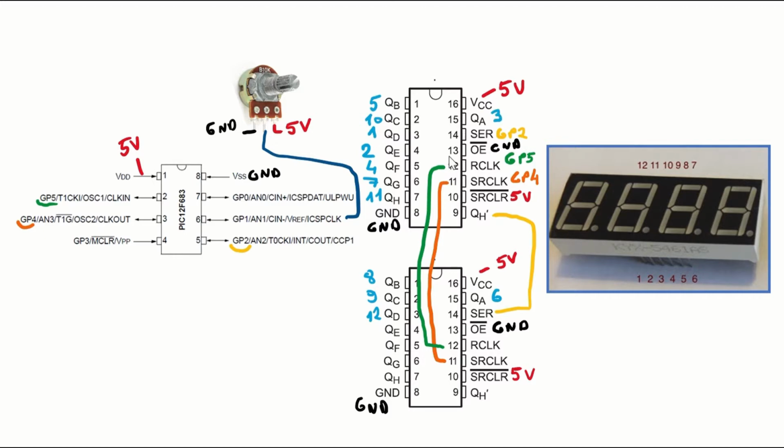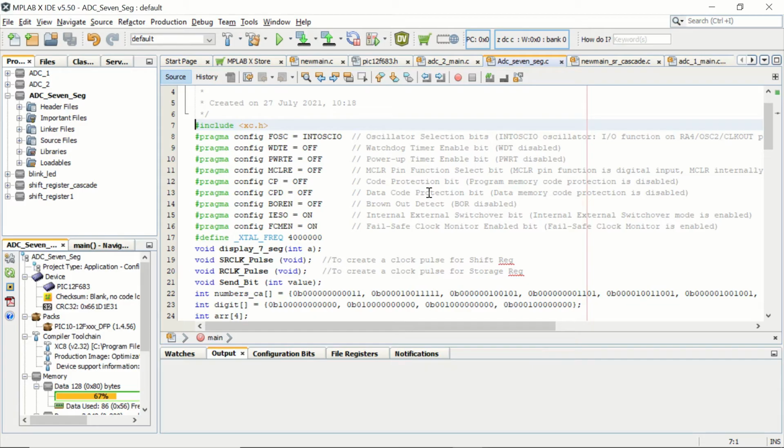After programming the microcontroller, if we make these connections, our 7-segment display is going to be displaying the numbers between 0 and 1023, which correspond to the ADC conversions of the output of the potentiometer. Now let's check our code.